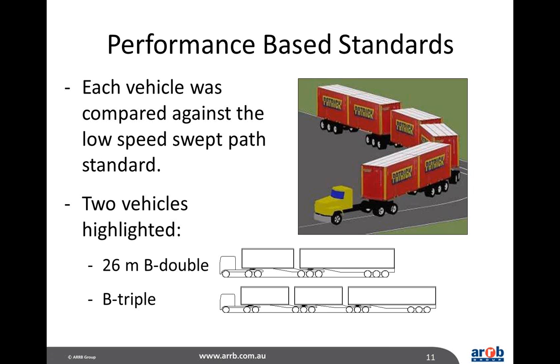So the low-speed swept path manoeuvre, or safety standard, is a 12.5 metre radius turn at 90 degrees at 5 kilometres per hour, and pretty much the maximum swept width is measured during that turn. Each of the vehicles from the 2006 edition was compared against that standard, with the performance measured against the network access level that the vehicle would be expected to achieve.